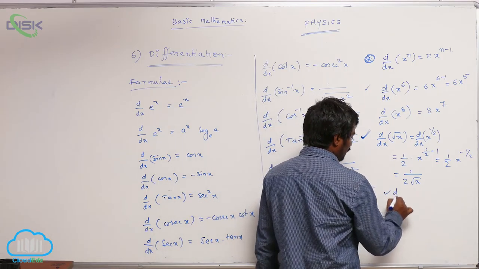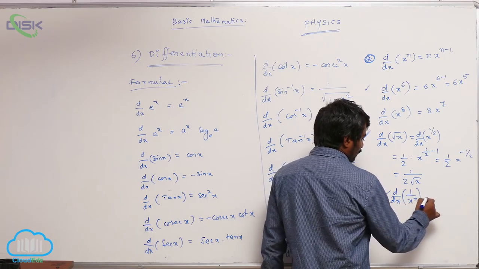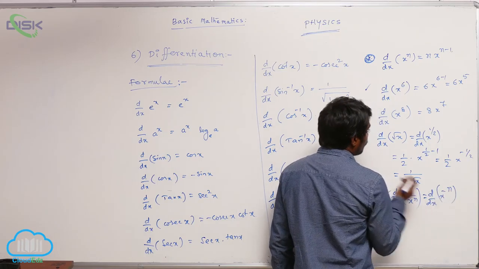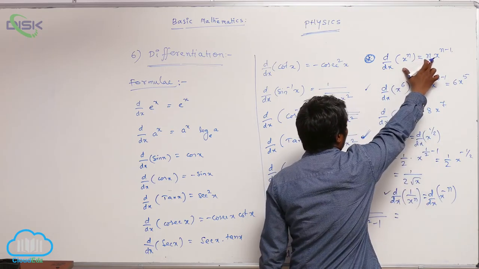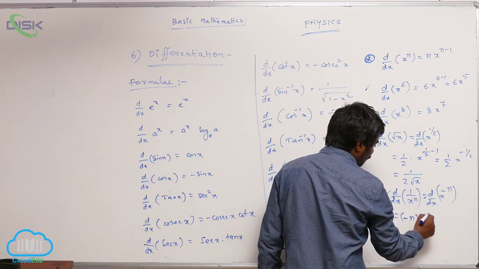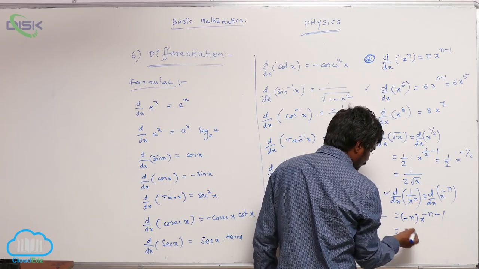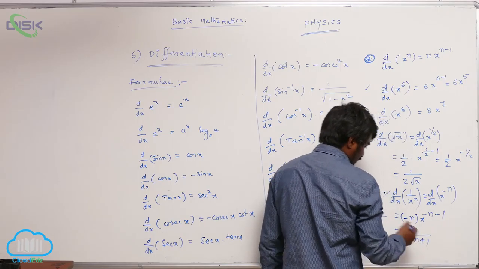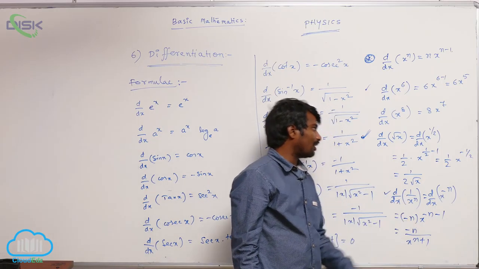And one more thing, d by dx of 1 by x power n. So we can write it as d by dx of x power minus n. So instead of plus n, we are having minus n, no problem. So wherever n is present here, we will write minus n, that's all. So minus n into x power minus n minus 1. So you take this term to denominator, minus n by x power n plus 1, that's all. So d by dx of 1 by x power n is minus n by x power n plus 1.